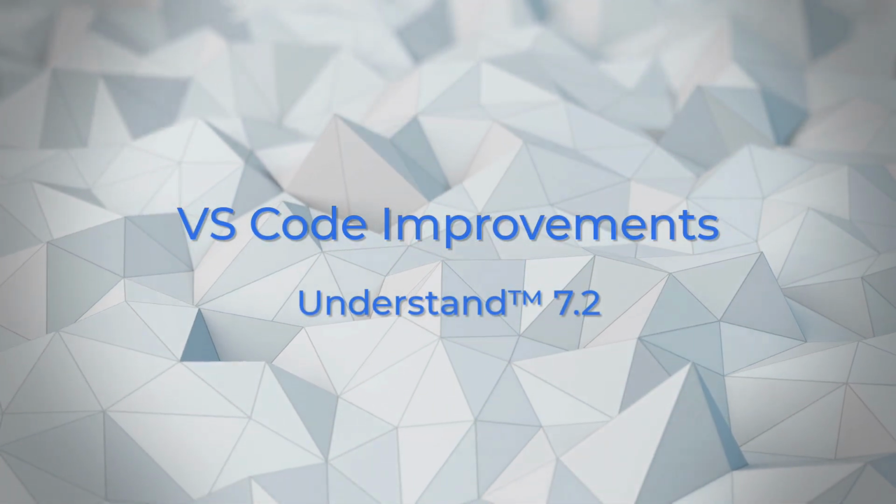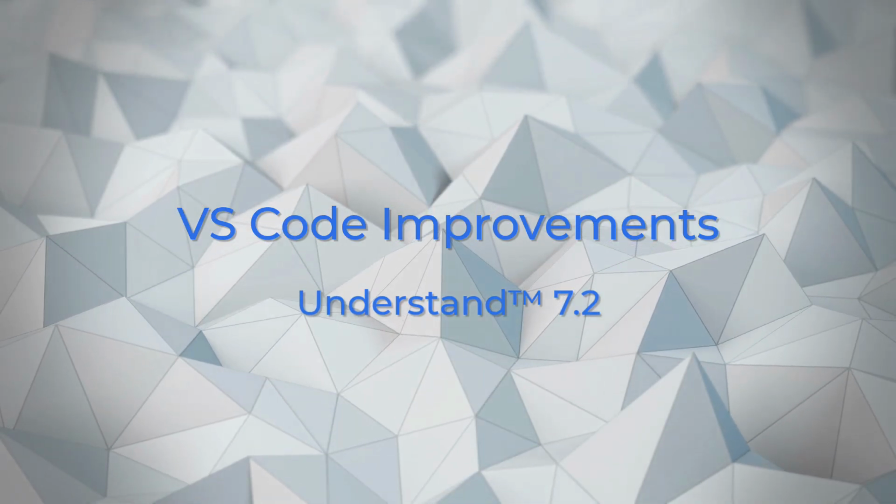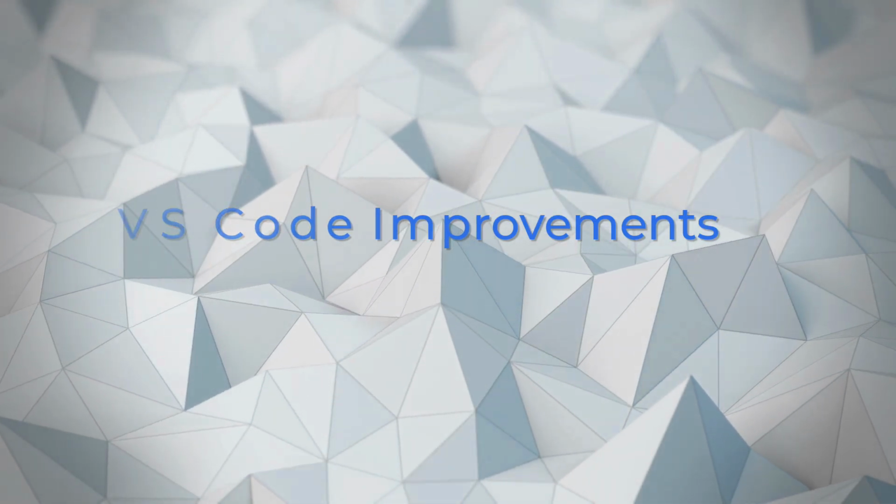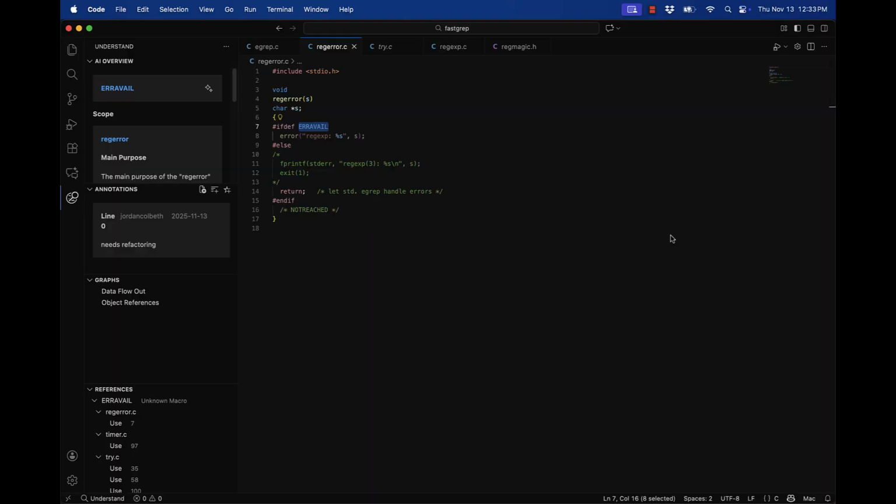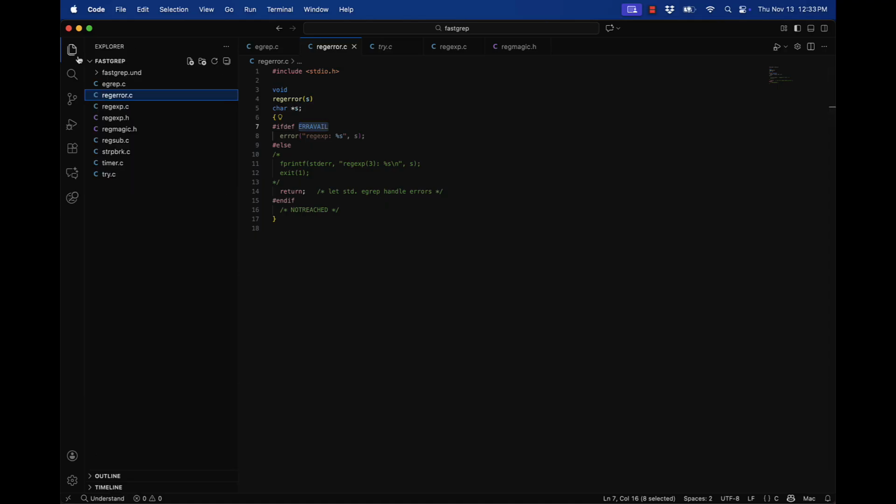Today we will be talking about a bunch of exciting new improvements that have been made to the Visual Studio Code extension for Understand. So we're starting with a small C project, fastgrep.und, and we've loaded it into Visual Studio Code. And now we'll talk about some of the really cool new improvements that have been made.